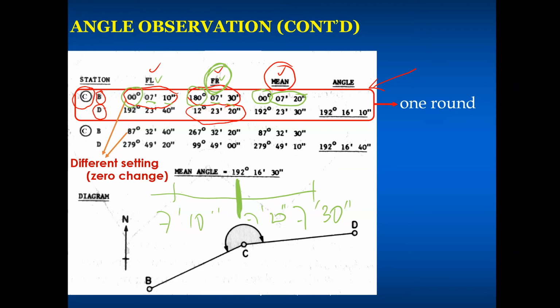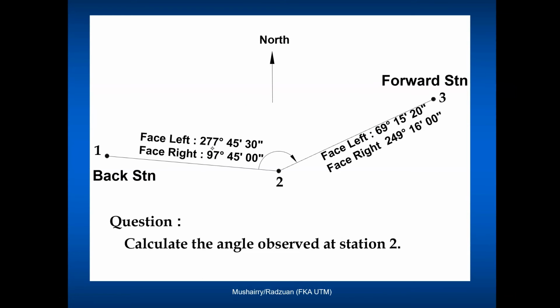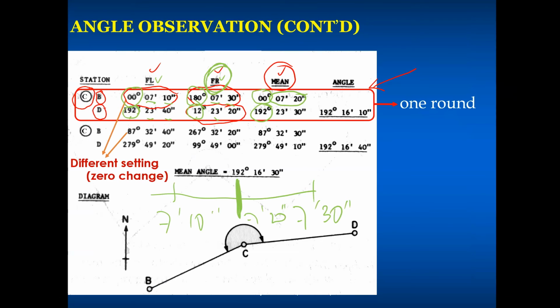If you look at the angle that we observe at D, we have 192 there, we have 12 there. So 192 is good, because 12 and 192 is exactly 180. Then we have 2340, 2320. So midway between those 2 would be 2330. So that's what we have here, 2330. So that is basically what we call 1 round. Repeat the same thing for your second round.